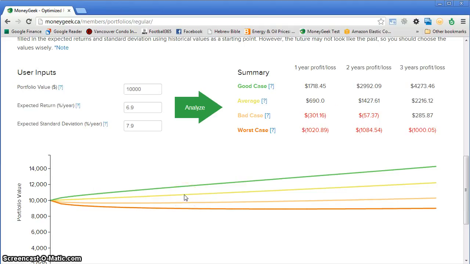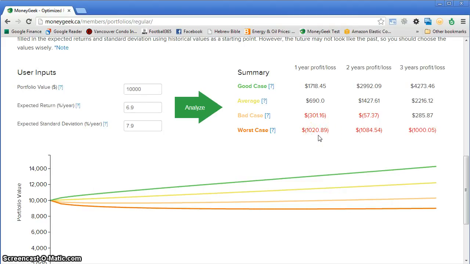And this is all good, but the numbers that you should really pay attention to are the bad and worst case scenarios, because these are the cases that represent when the crap hits the fan and you start losing sleep over your investments. So in the bad case, you might lose $300 with portfolio 4, and in the worst case, you might lose $1,000. For the bad case, this might happen maybe once in 10 years, and the worst case might happen a couple times in your life.